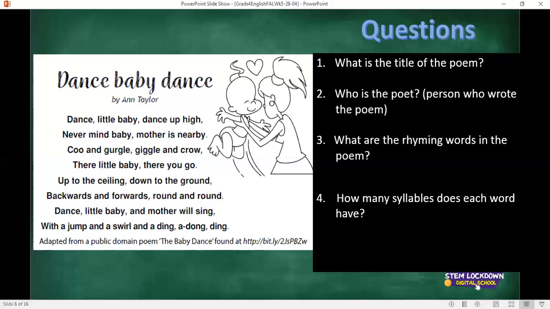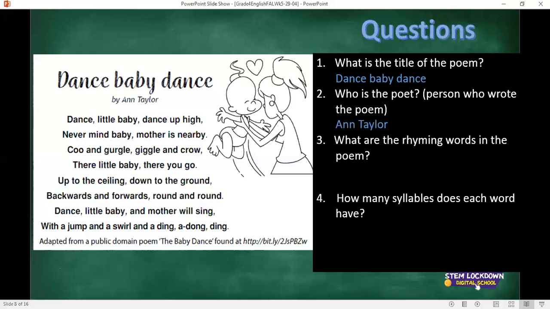So quickly look at the poem. Think of the answers, and then we'll go through them together. I think the title is very obvious to see, because remember, where do you find the title? Right at the top. So the title of this poem is Dance, Baby, Dance. Who is the poet? Who was the person who wrote this poem? If you look underneath the title, it says it is written by Anne Taylor.